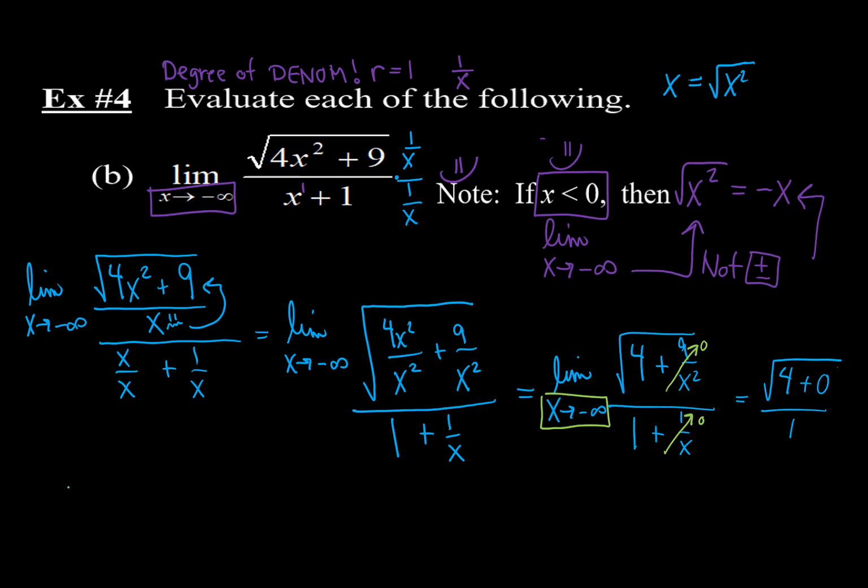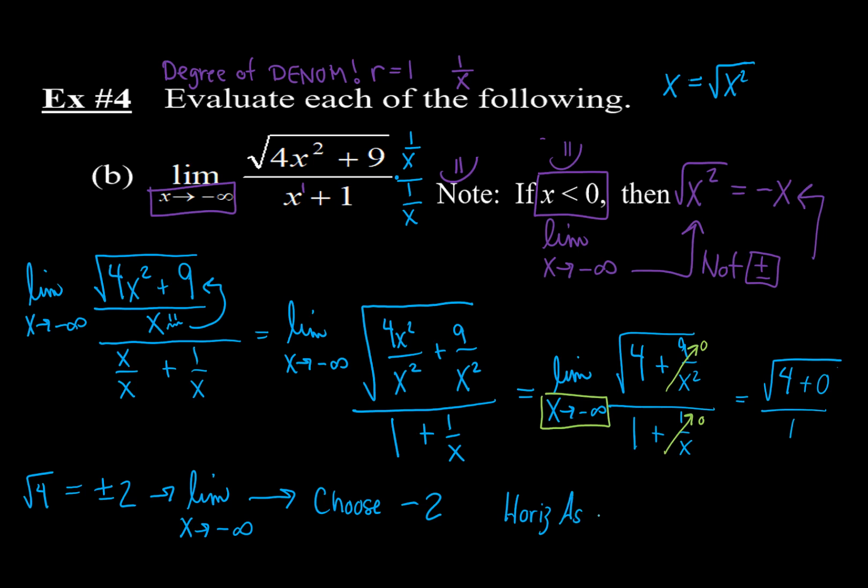Okay, square root of 4 is plus or minus 2, correct? But remember, we are dealing with the limit as x is approaching negative infinity. So that means that we're going to choose the negative 2. So my horizontal asymptote is going to be y equals negative 2.